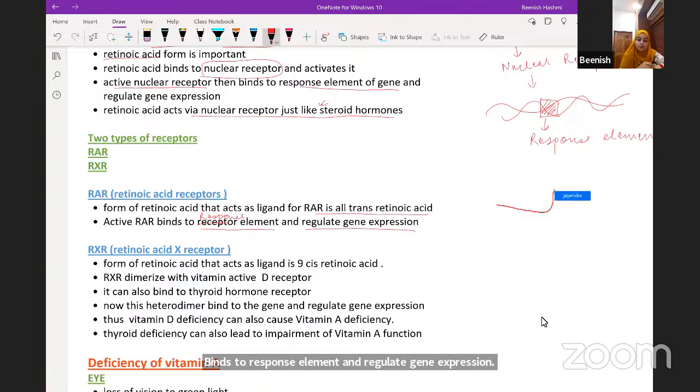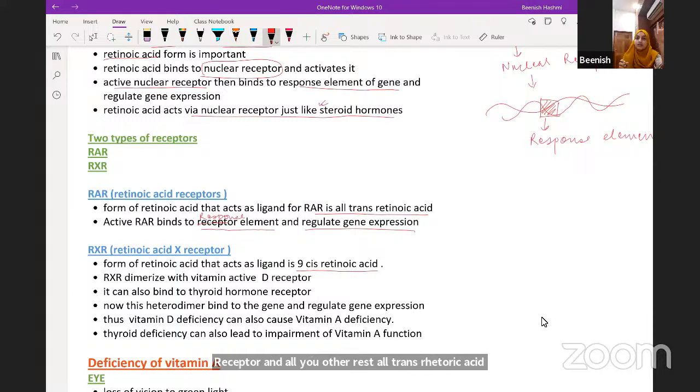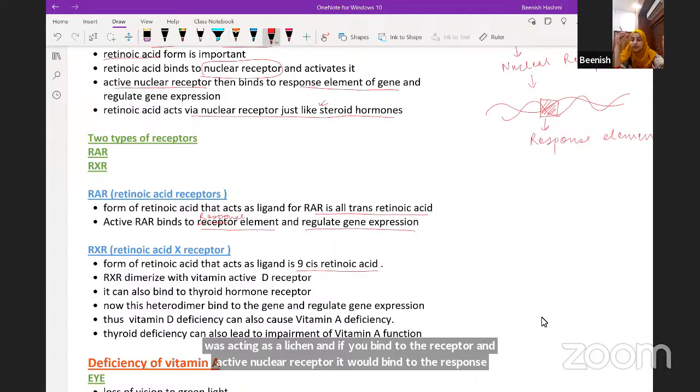Okay, now what is RXR? So the form of retinoic acid that acts as ligand is 9-cis retinoic acid. So your 9-cis retinoic acid is going to act via the RXR receptor, and all the rest, all trans retinoic acid, they're going to act via the RAR receptor. But the catch point here is that your all trans retinoic acid acts as a ligand and binds to the receptor, and this active nuclear receptor binds to the response element on the gene and then regulates gene expression.